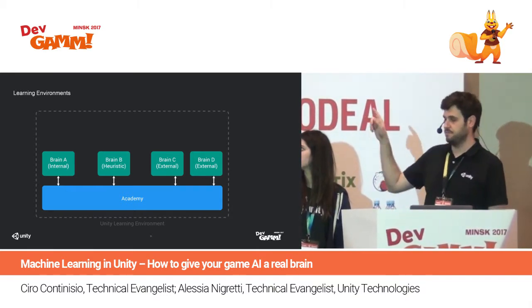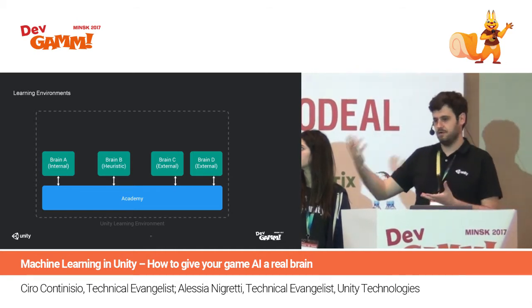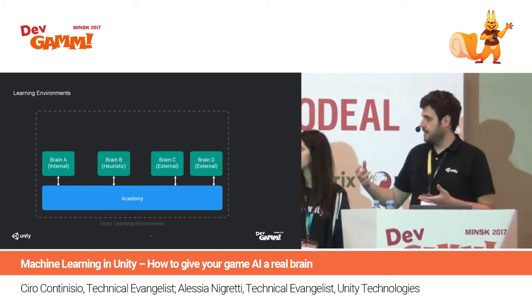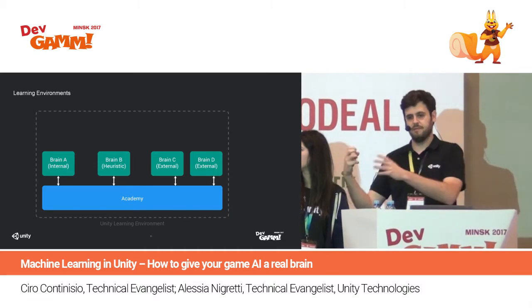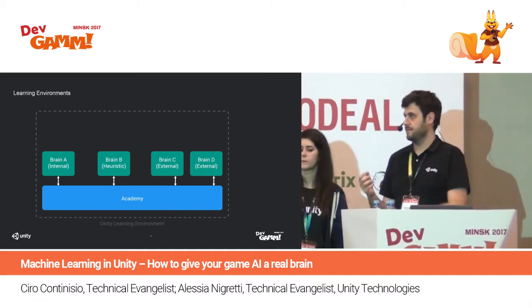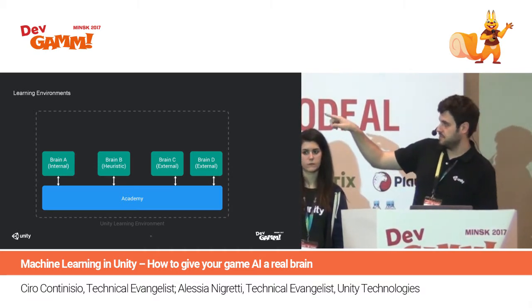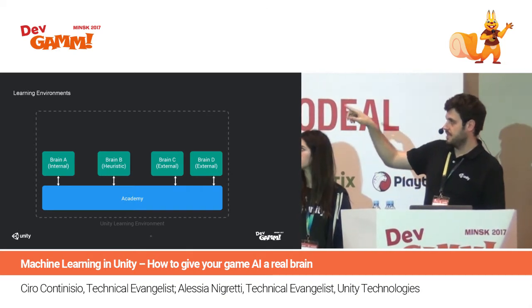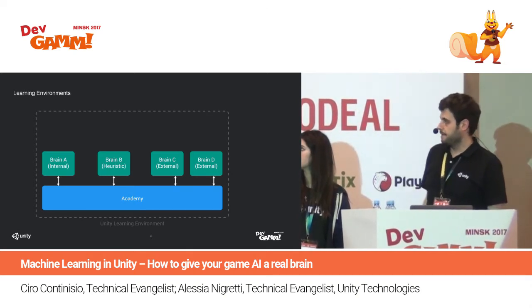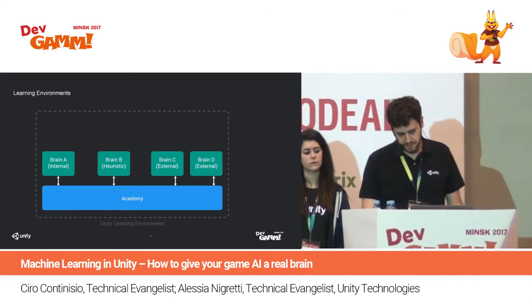And then you can have multiple brains. And the brains are other game objects with a brain component. And they connect to the academy, they get these parameters, and they start learning. And they can be of different types. You see internal, heuristic, and we have two external. And we're going to talk about what it means.